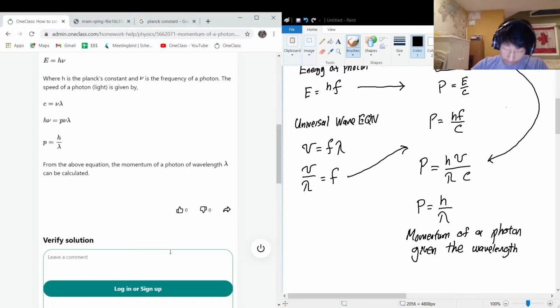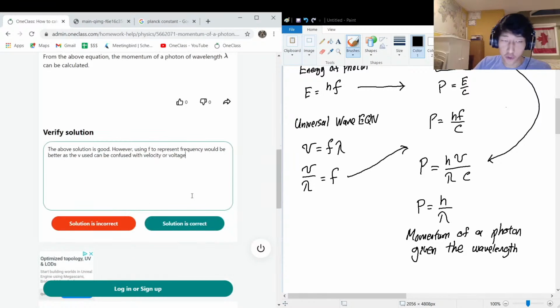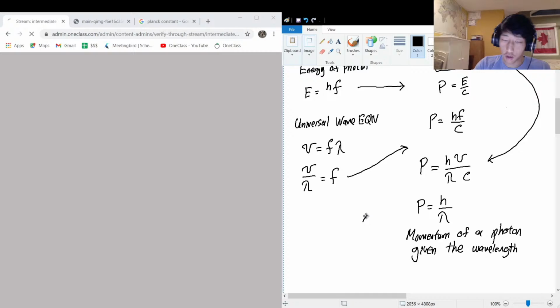Okay, so the above solution is good. However, using F to represent frequency would be better, as the V used can be confused with velocity or voltage. Okay, groovy. Super cool. Momentum.